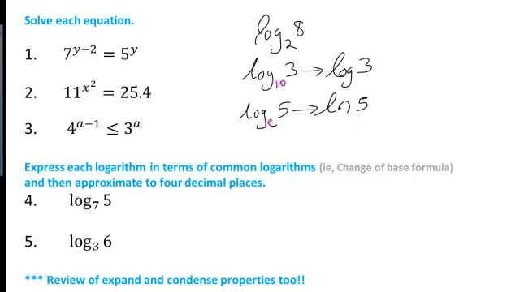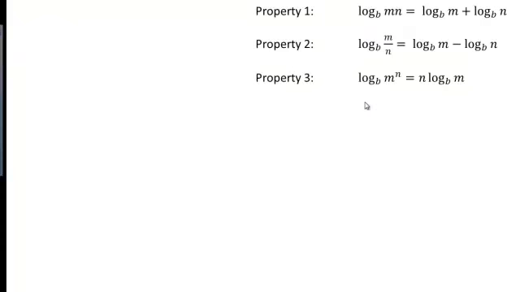So you can see that this one really is base 10. So when there is no base, it's implied it's base 10. And when you have an ln, that's implied it is base e. So this is log base 2 of 8, common log of 3, natural log of 5 is how you read that. So let's go ahead and go to the next slide.